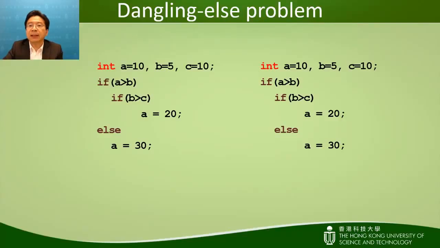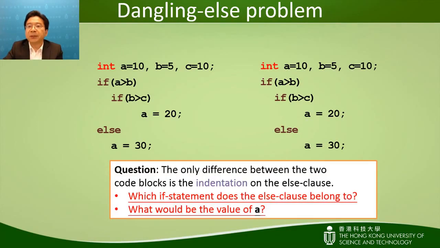To investigate the dangling else problem, let's take a look at these two blocks of code. The only difference between the two blocks is the indentation on the else clause. And there could be two valid questions here. The first is which if statement does the else clause belong to? The second is what would be the value of A after evaluating the if statement.